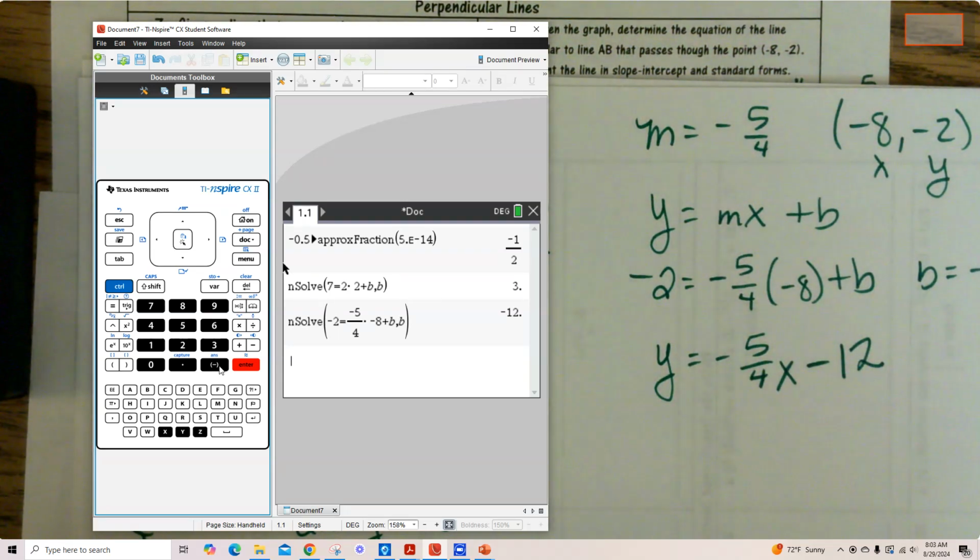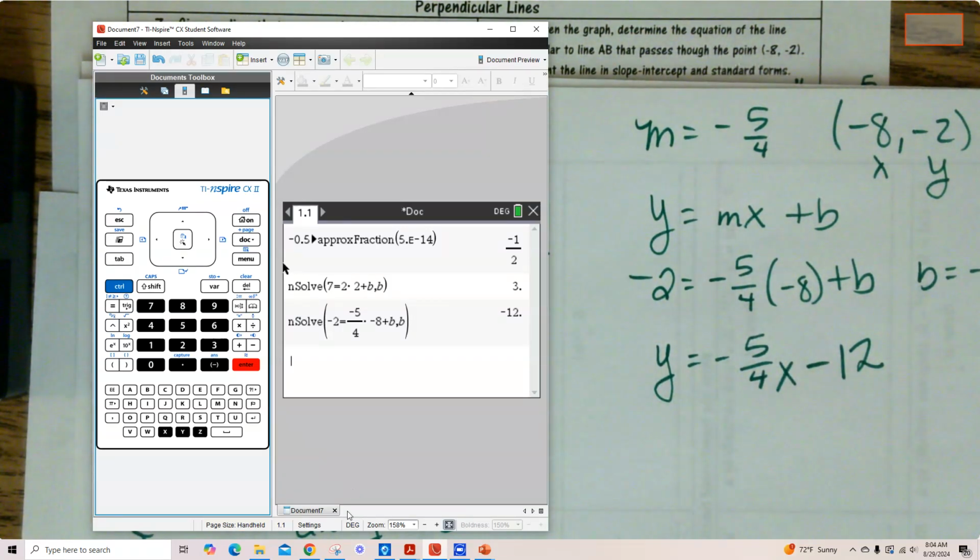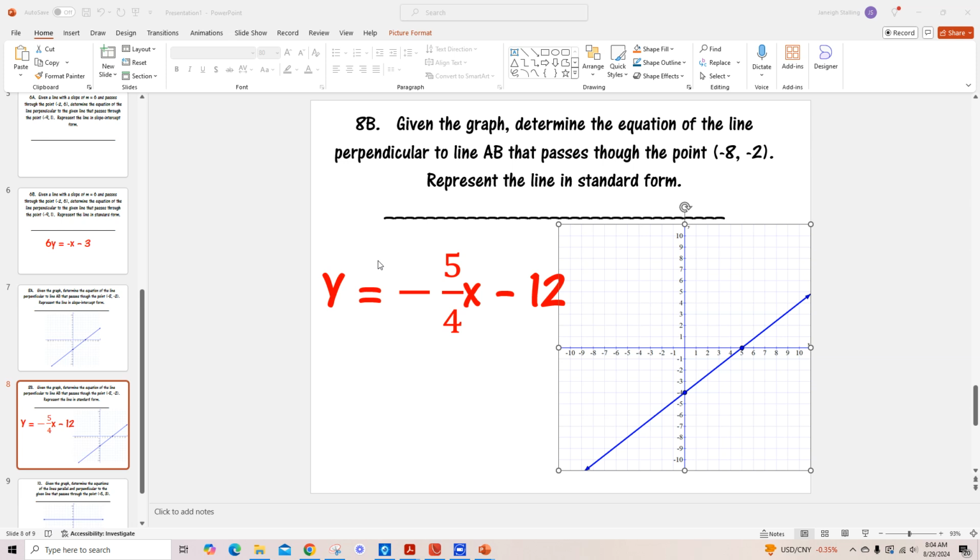Your task is going to be to get this to standard form. This one I'm going to let you do on your own. So your question for number 8 is to convert this to standard form. So let's get that up here. For number 8, we've got the equation in slope-intercept form. You need to convert it to standard form for question number 8.